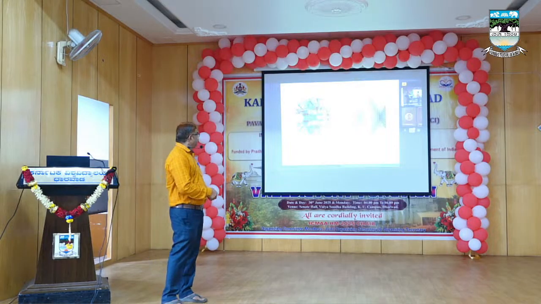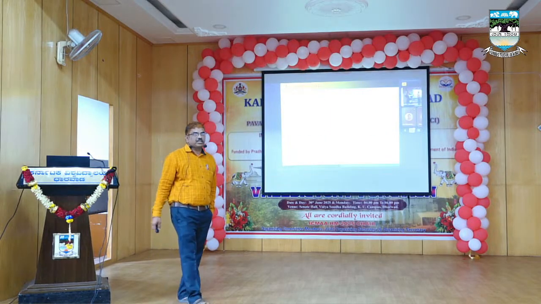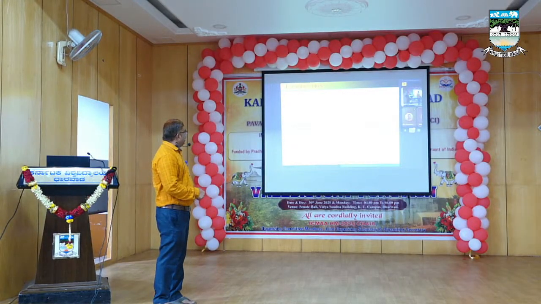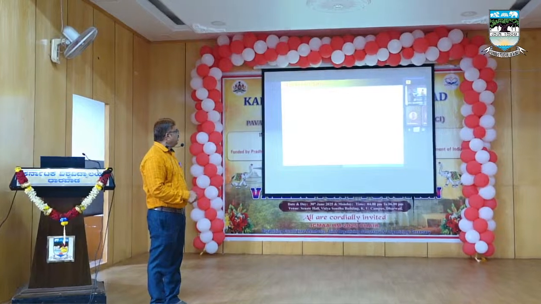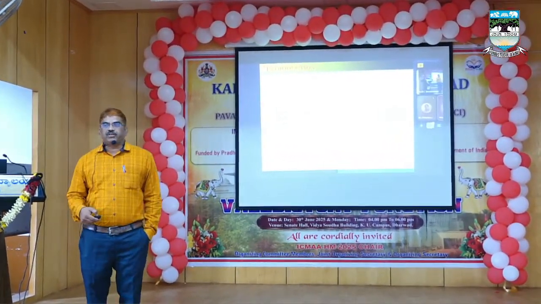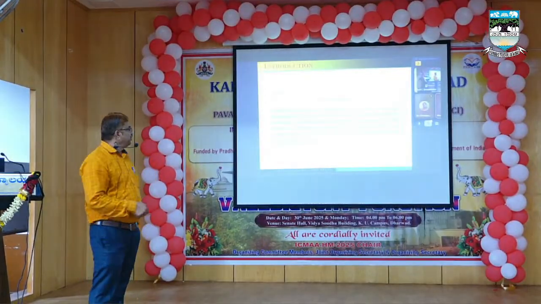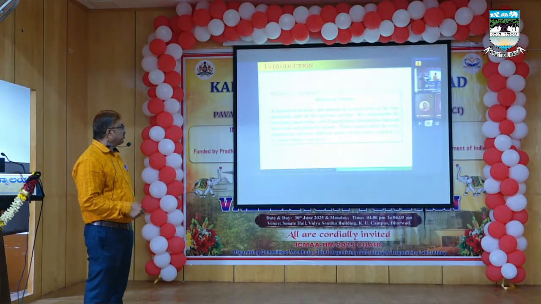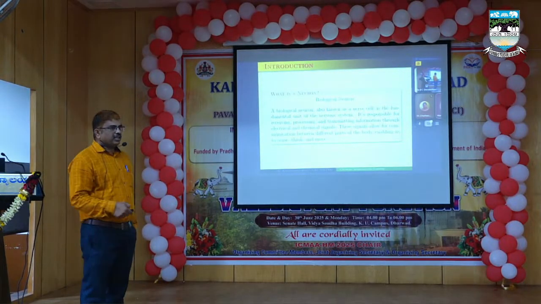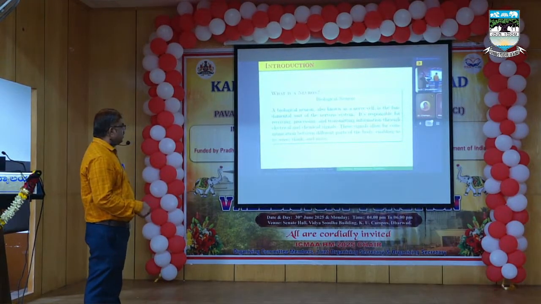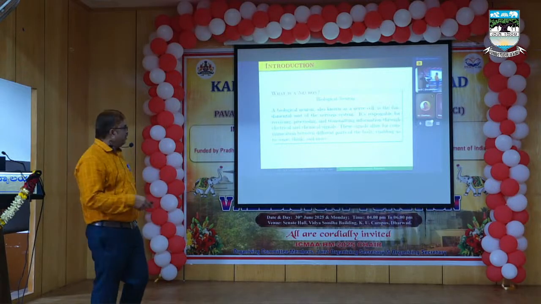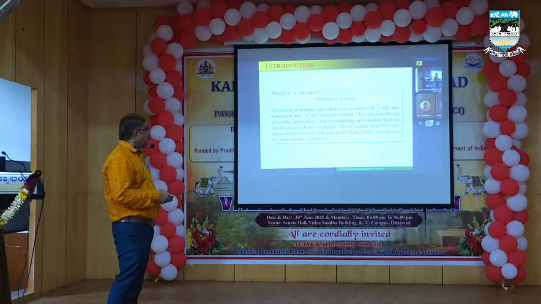So what do we mean by a biological neuron? A biological neuron, also known as a nerve cell, is the fundamental unit of the biological nervous system. What is its role? It is responsible for receiving, processing and transmitting information through electrical and chemical signals. These signals allow communication between different parts of the body, and enable us to sense, think and move.